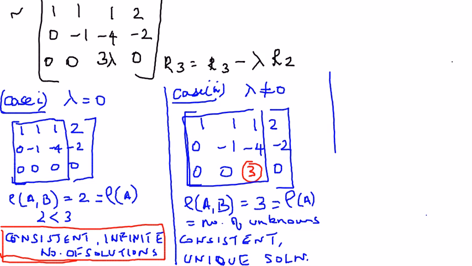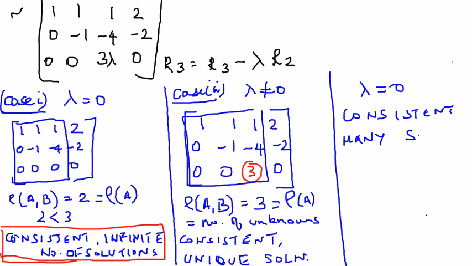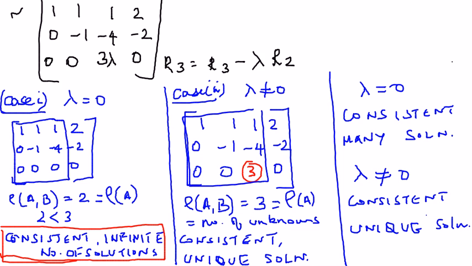Okay, so for lambda equal to 0, you saw the system was consistent and had many solutions, right? Infinitely many solutions. And for lambda not equal to 0, you saw that the system was consistent and it had a unique solution, right? This is clear. I'll just recap what we have done.